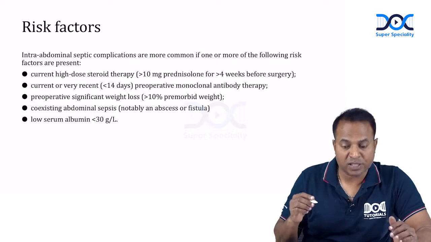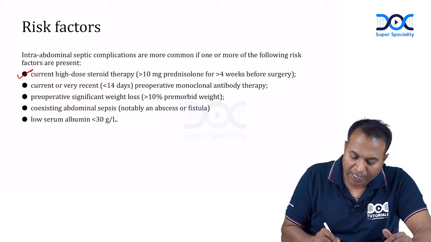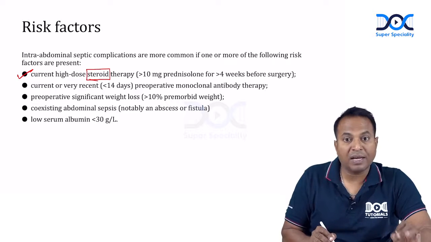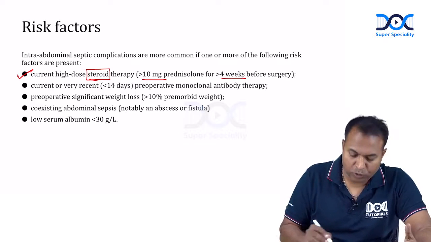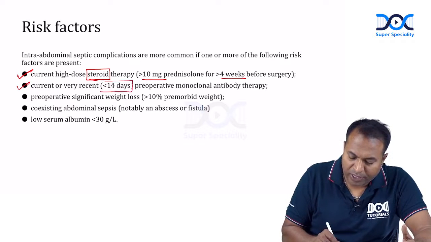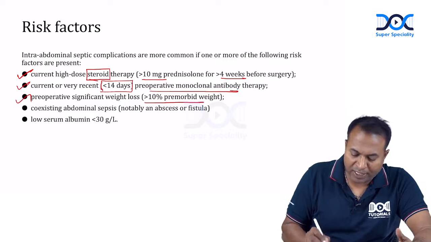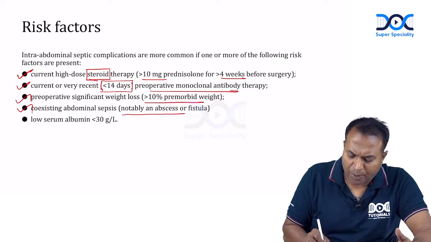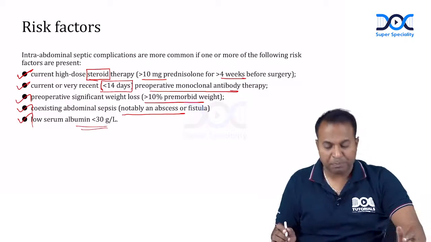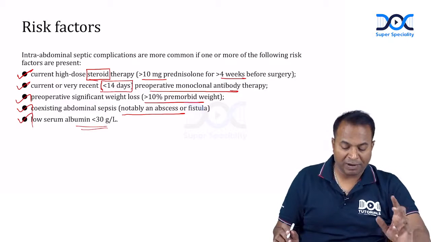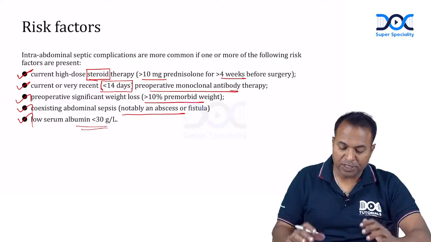Intra-abdominal septic complications are more common if one or more of the following factors are present. Current high dose steroid therapy; currently, we are using high dose steroid therapy, more than 10 milligrams, for more than 4 weeks before surgery. Current, less than 14 days of preoperative monoclonal antibody. Preoperative weight loss more than 10%. Coexisting abdominal sepsis, notably an abscess or fistula, and low serum albumin. Sepsis is another risk factor, and albumin level less than 30 grams per liter. So, these are all risk factors.